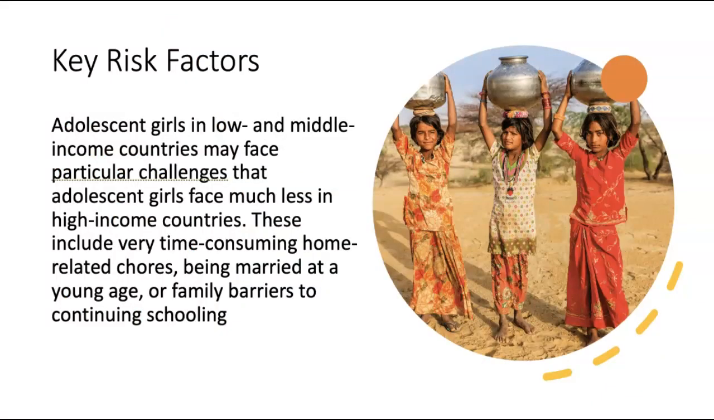I want to bring to light that adolescent girls in low middle income countries face a particular challenge as opposed to girls in high income countries because they tend to assume more of the home related chores. They're married at a younger age. And so they have the issues related to early pregnancy and birth. So a lot of adolescent girls who give birth are at increased risk for birth complications and maternal mortality.